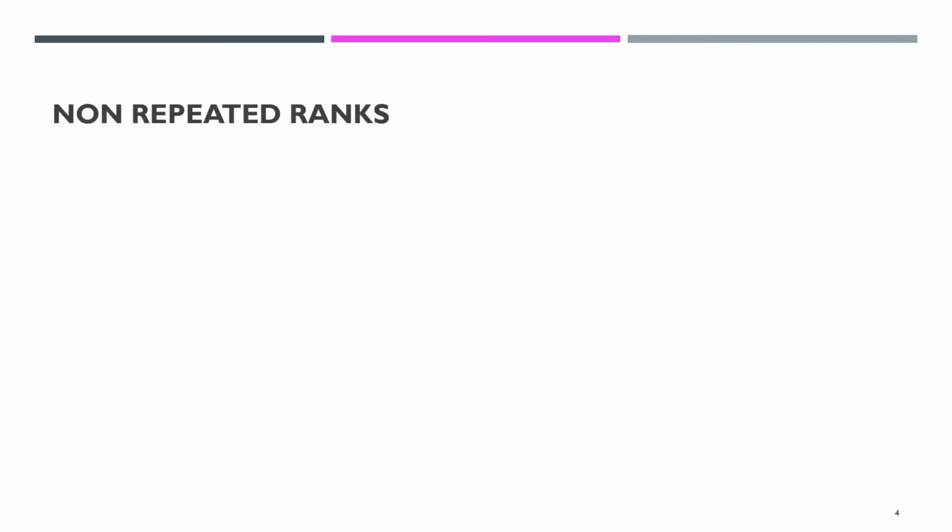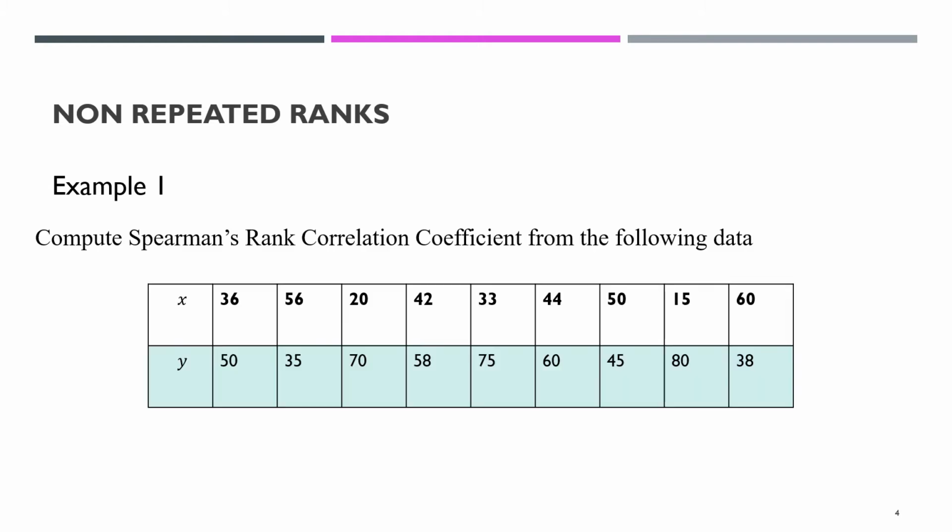Now we'll see examples for non-repeated ranks. The first example: compute Spearman's rank correlation coefficient from the following data. So you have X data and Y data, and we have to find the Spearman's rank correlation coefficient. As we have Spearman's rank, we have to calculate the rank of X and rank of Y. So for that, we'll form a table.